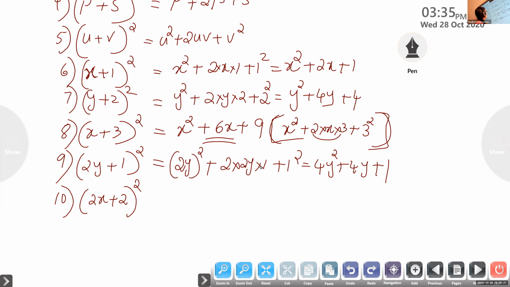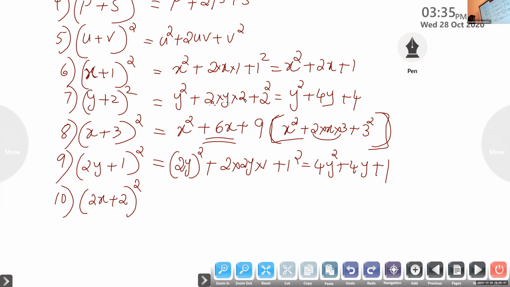7th answer: y square plus 2 into a, in the place of a is y, so 2 into y into 2. 2ab, a is y here, b is 2. So 2y into 2, 2 into 2, 4. So 4y plus 2 square is 4.